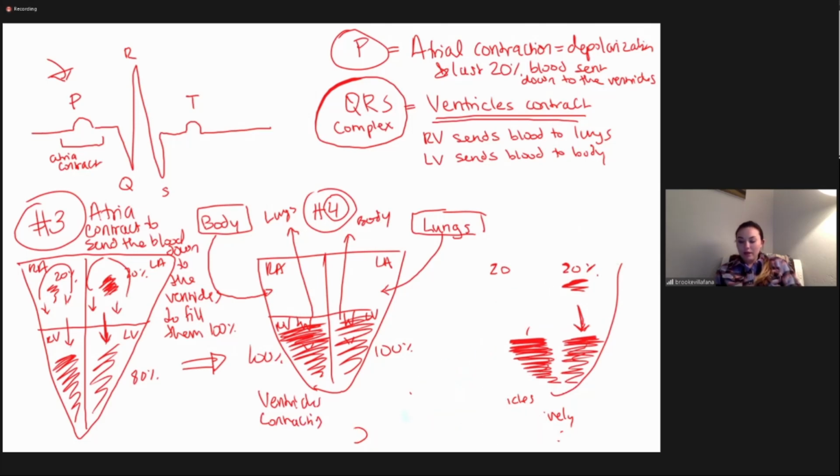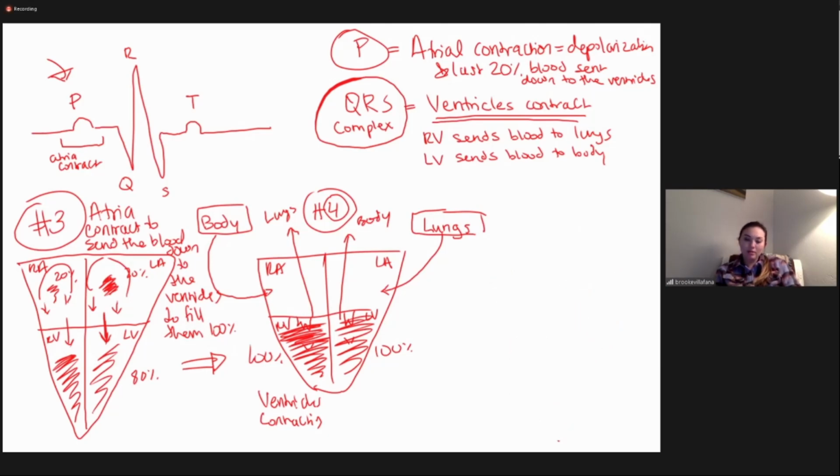Okay, let's erase this guy over here. All right. And then the last step is the T wave, right? The T wave comes next. So PQRS, right? And then T. QRS, we said that that was when the ventricles contract.